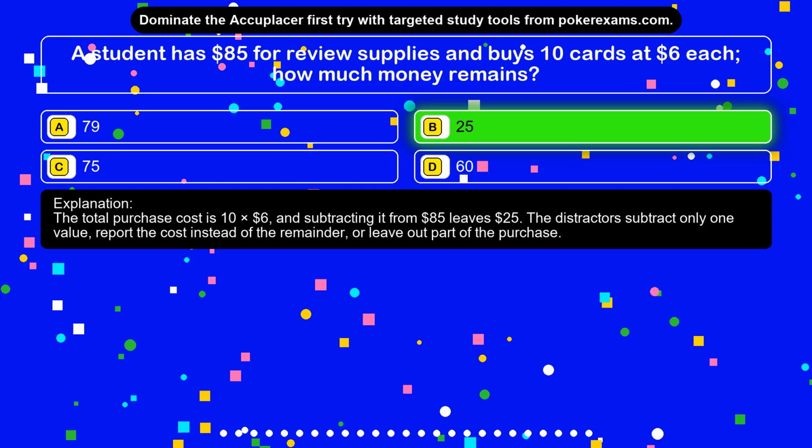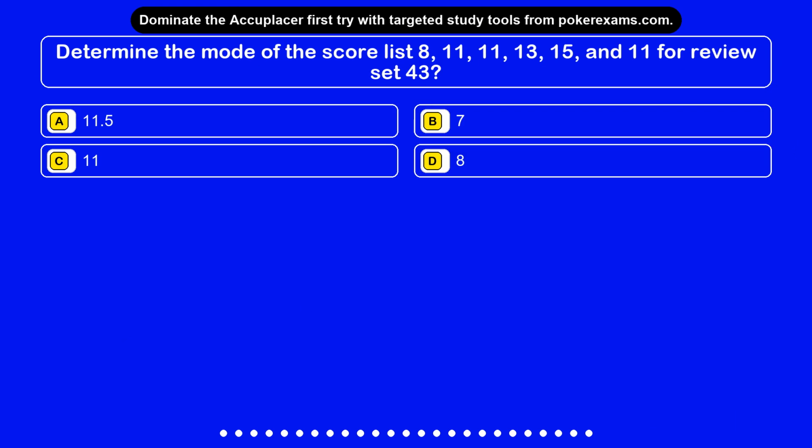Question 9. Determine the mode of the score list 8, 11, 11, 13, 15, and 11 for review set 43. Option A, 11.5. Option B, 7. Option C, 11. Option D, 8.